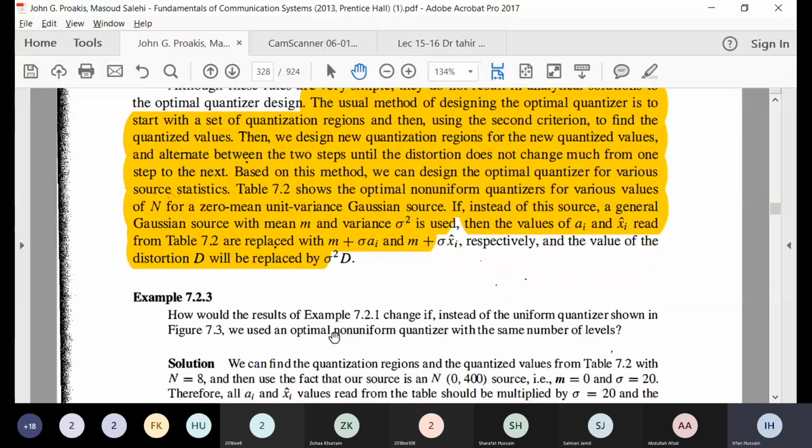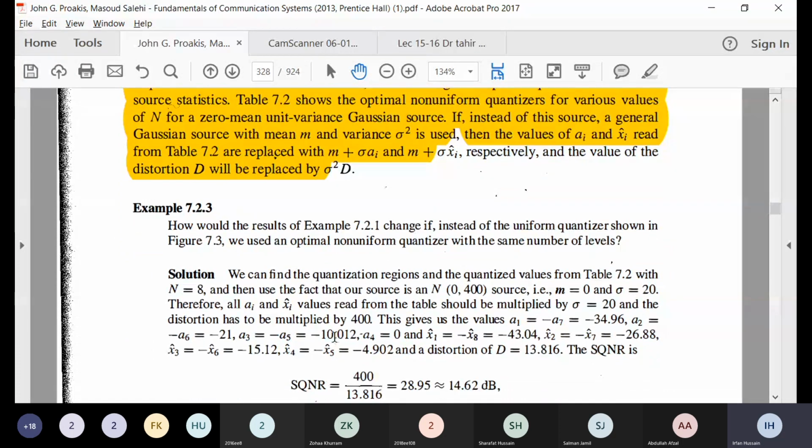You can see, let's do the same example, but now we use a non-uniform quantizer. So what is the distortion and all that? This is already there. We know the variance is 400, so the power will be 400. No need to find it out. But we need to find the distortion, which has changed.